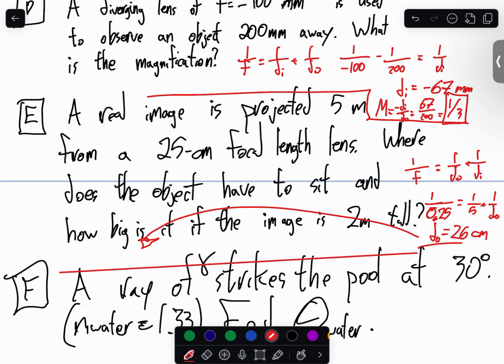the second part, how big is it? If the image is 2 meters tall, I could use the equation magnification, which is image over object, 5 meters over basically a quarter of a meter again. What is that? 5 over a quarter is something like a factor of 20. So if the image is 2 meters tall, this would be 10 centimeters. Height of the object is like 10 centimeters, right? 0.1 meters times 20 is 2. Okay, I've done a bit.